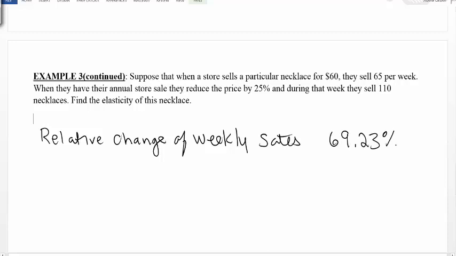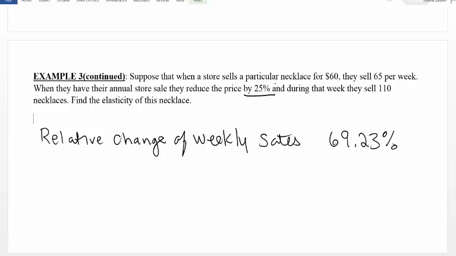In order to talk about the elasticity, we need not only the relative change of the product, of the number of products, but also the relative change of the price. Now here, you may have some intuition that this 25% is really important. And it is. It turns out that that is the relative change of the price. But we can calculate that out just to be sure.